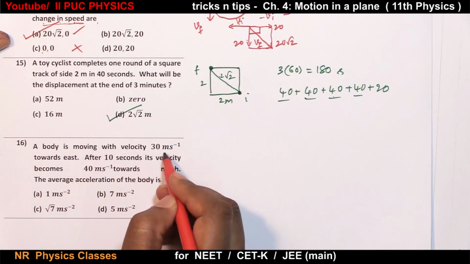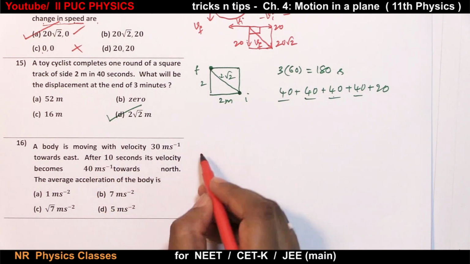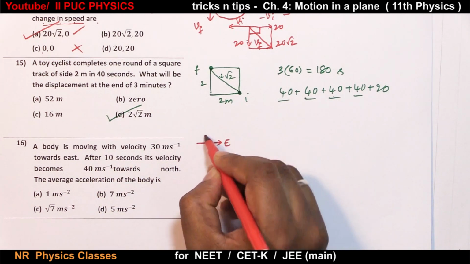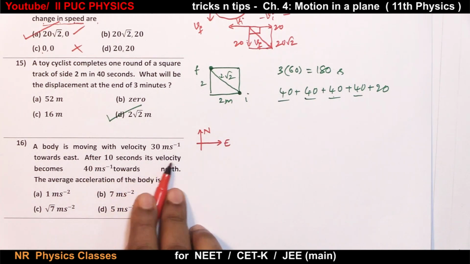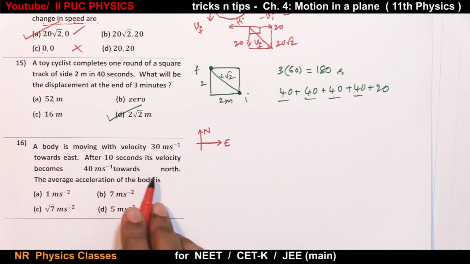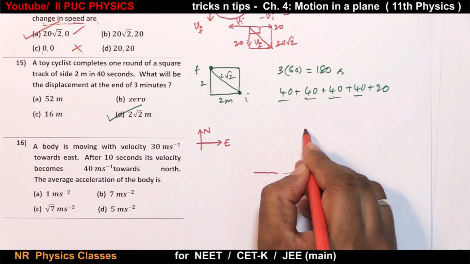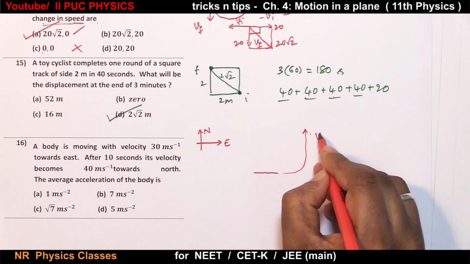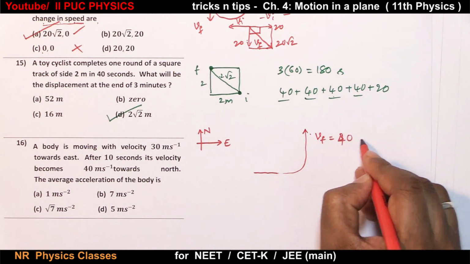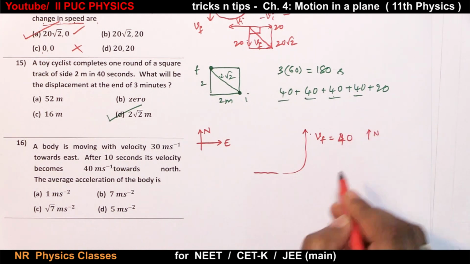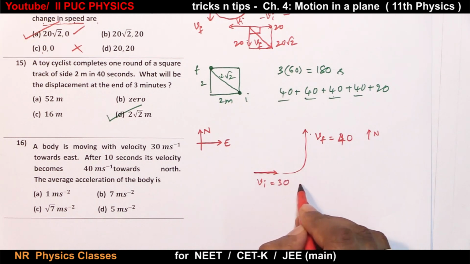A body is moving with velocity 30 meter per second towards east. Let this be east and this be north. After 10 seconds, its velocity becomes 40 meter per second towards north. So initially it was traveling like this and now it is like this. Final velocity equals 40 along north. Initial is 30 along east.